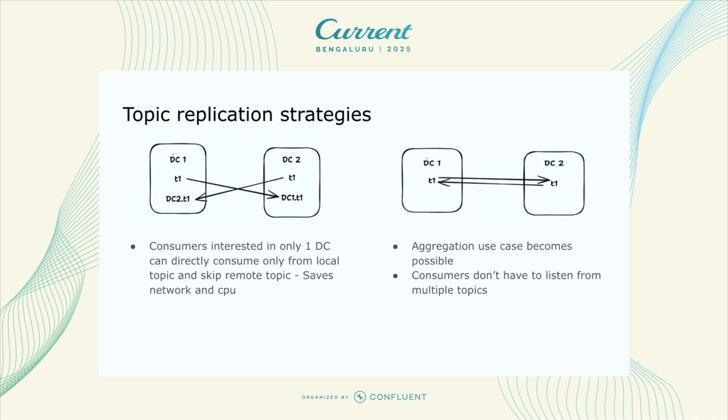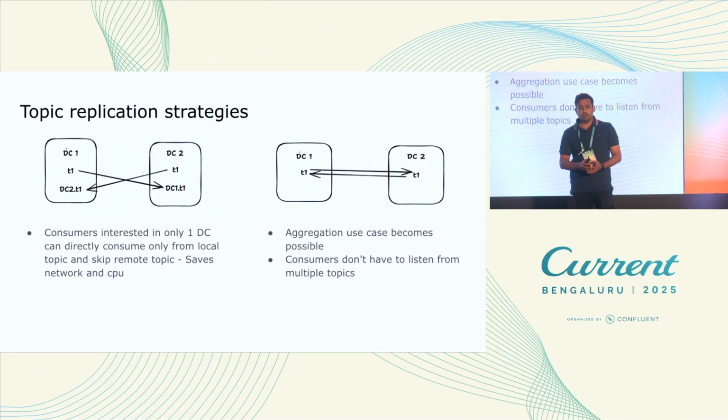Now I'll move on to the topic replication strategies. There are two ways in which you can replicate your topics from cluster 1 to cluster 2. The first strategy is where the topic T1 gets replicated to cluster DC2 with a DC prefix. So T1 is replicated as DC1.T1. This is useful for consumers who are only interested in the data which is getting produced locally. In that case, they do not have to consume from the remote topic. They can continue to always consume from topic T1. So this helps in those kinds of use cases.